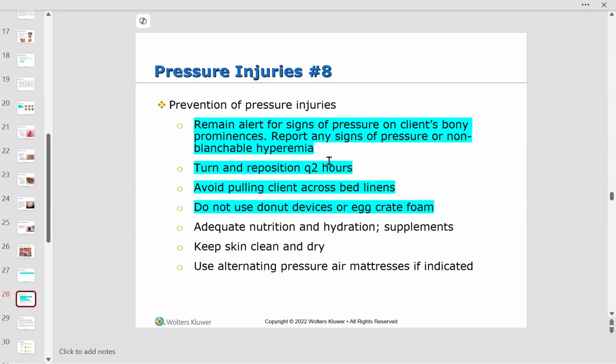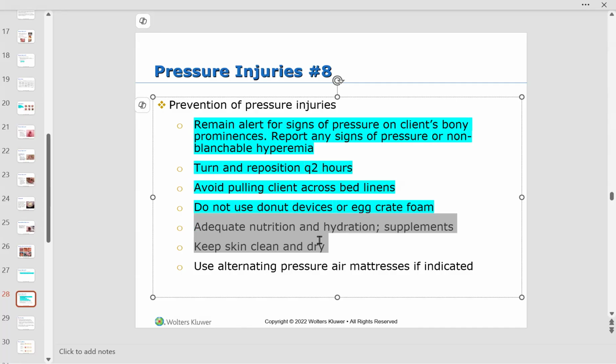Turn and reposition every 2 hours minimally. Don't drag them across bed linens. Do not use donuts for them to sit on or egg crate foam for them to lie on. That causes more breakdown. Make sure that they are eating and drinking properly. Keep their skin clean and dry.